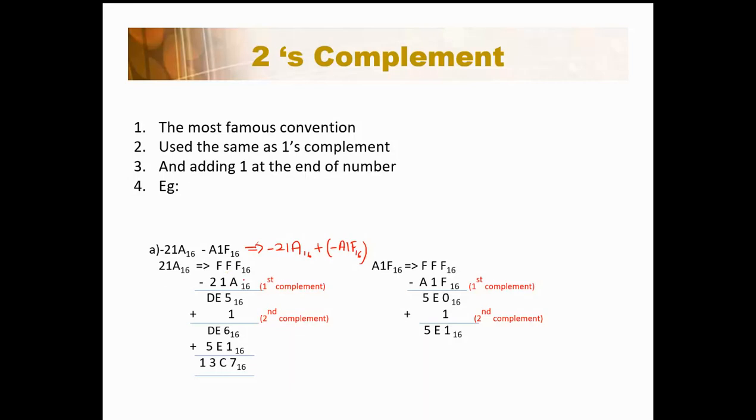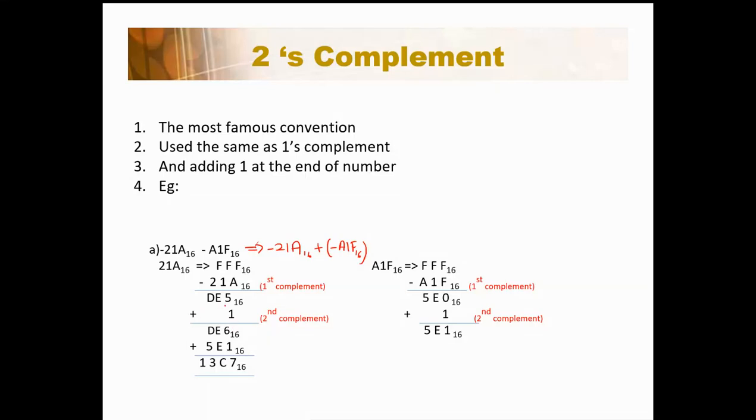So you minus as usual. 15 minus 10, A is 10, so you get 5. 15 minus 1 you get 14, which is represented by E. 15 minus 2 is 13, and 13 is represented by D. So this DE5 is the outcome from the first complement. So you minus with the highest value of the particular base. For the 2's complement, you just add 1 at the end of the number.